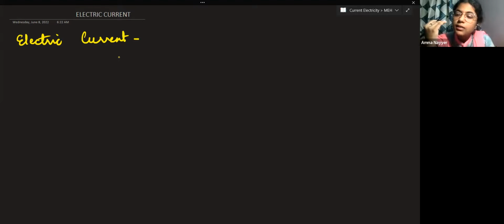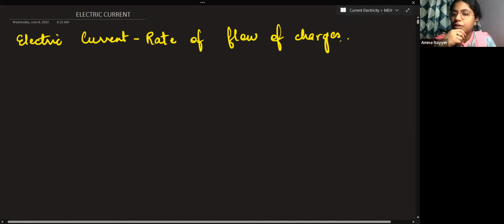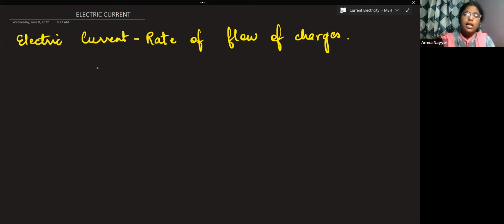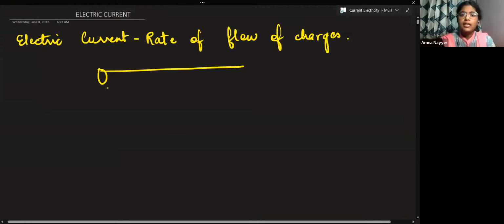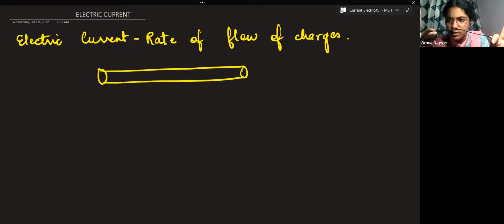Similarly, electric current is also the rate of flow of charges, that is charge divided by time. So electric current's basic definition becomes the rate of flow of charges. This is the basic definition of it. Now, rate of flow of charges in reality means what? Like if I take a conducting wire, I have drawn it thicker, but this is just a simple thin wire like this, which we use in our circuits.